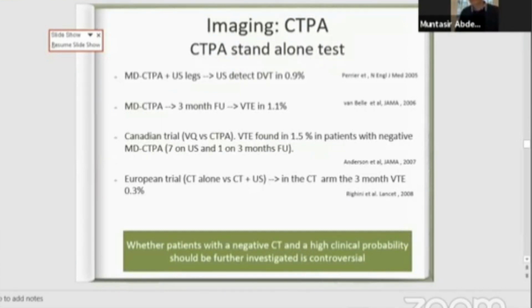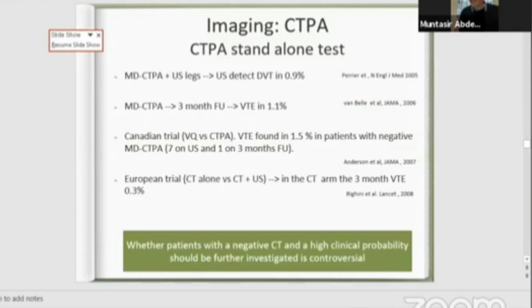Now, these are 4 studies. The first 2 are prospective studies, but the second 2 are trials. In the first one, you can see that they used CTPA plus ultrasound of the leg. And they found that the ultrasound of the leg detected DVT in only 0.9% of patients with negative CTPA. So the number of PE missed with negative CTPA is not too big.